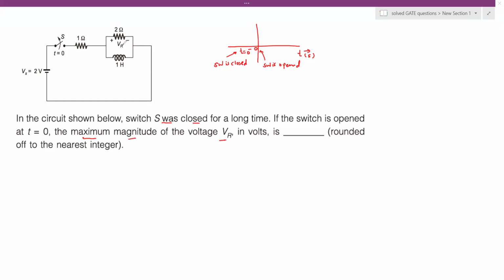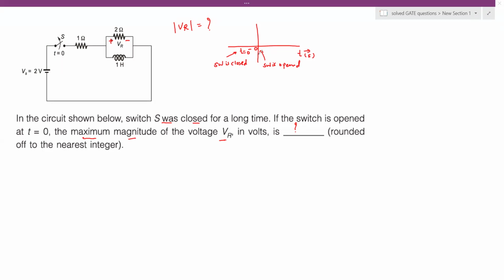Where is the voltage VR? Right over here. You have this voltage across the resistor, and we have to find the magnitude of this voltage. That is what is asked here. So in this fill in the blanks, we have to find it out.